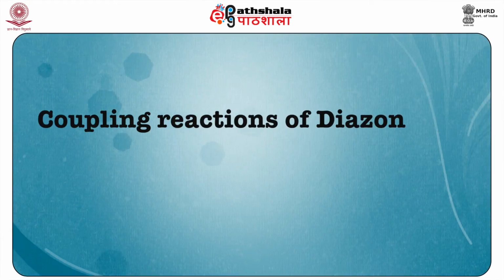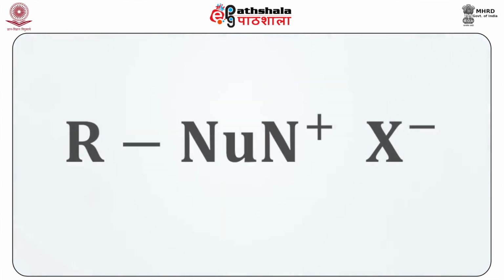Coupling reaction of diazonium salts. Diazonium compounds represent a large group of organic compounds with general formula R N2 plus X minus, in which R can be alkyl or aryl and X is an organic or inorganic anion such as halogen. The diazonium salts, especially those where R is an aryl group, are important intermediates and have found wide applications in organic synthesis. Let us discuss few of them.